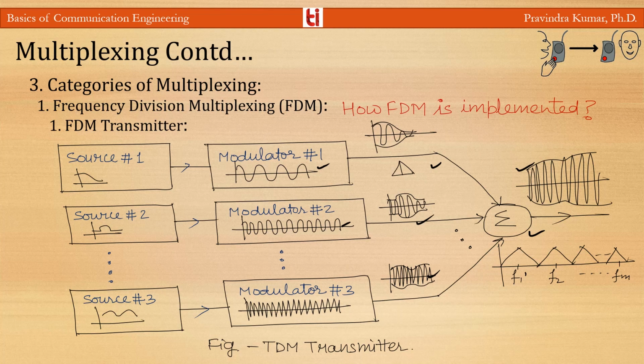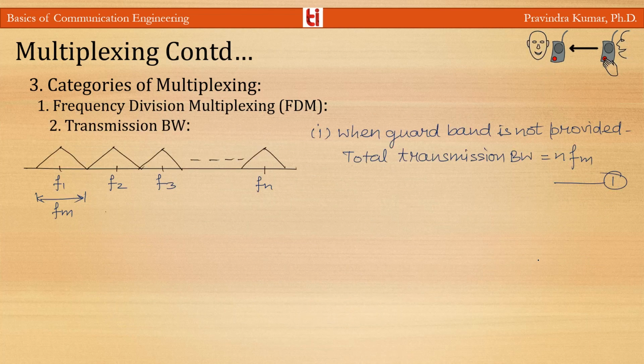And if we talk about the transmission bandwidth, you can see this is the frequency f1 of the first signal, this is frequency f2 of the second signal, and frequency fm of signal m. Then we can say when a guard band is not provided in between these signals, there is no guard band, then the bandwidth will be n into fm.